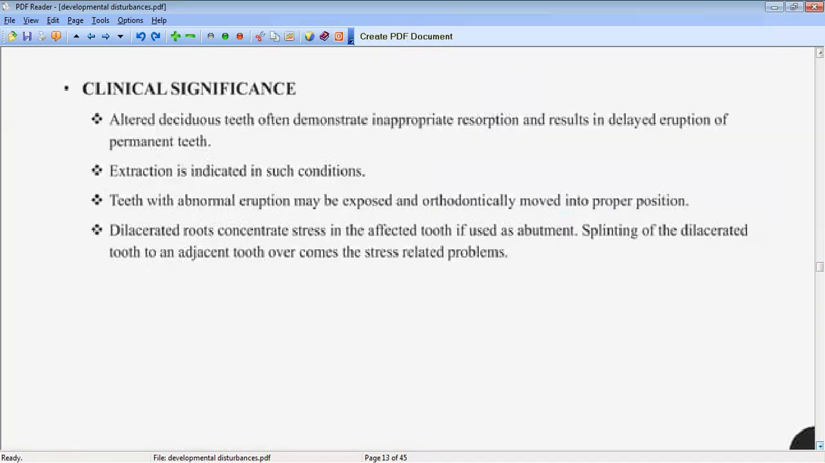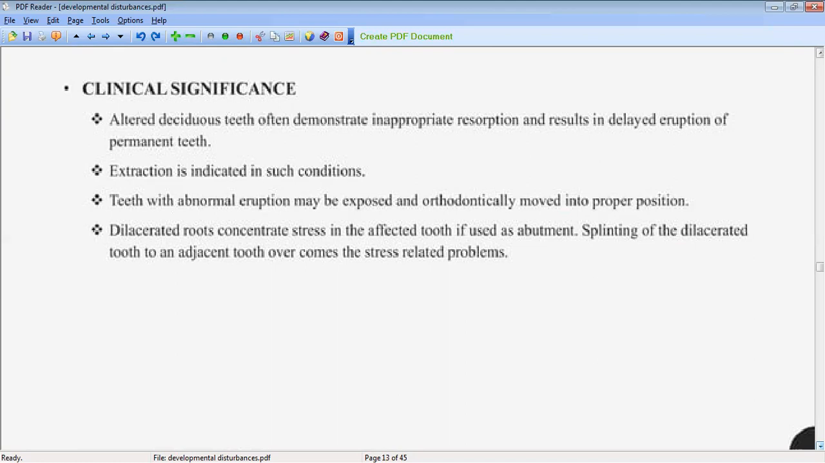Clinical significance: altered deciduous teeth often demonstrate inappropriate resorption and result in delayed eruption of the permanent teeth. Extraction is indicated in such cases, but we have to take care of the extraction, so that we can remove it in one go, or we have to resect it accordingly by taking the radiograph or taking the measurements, all of them.